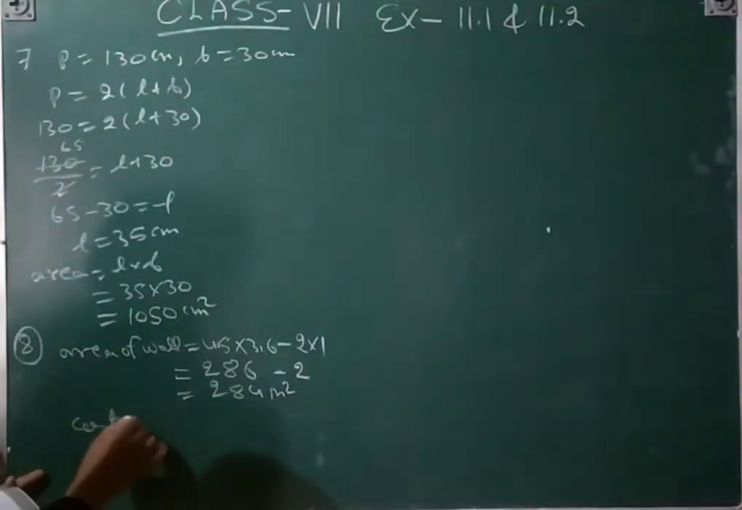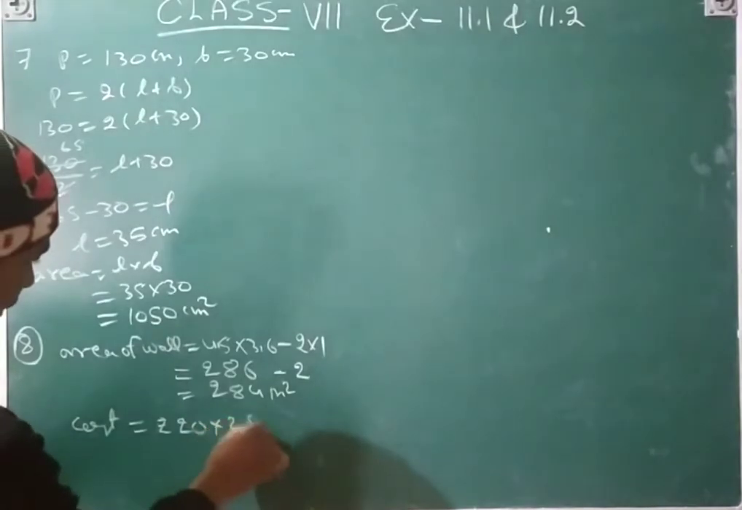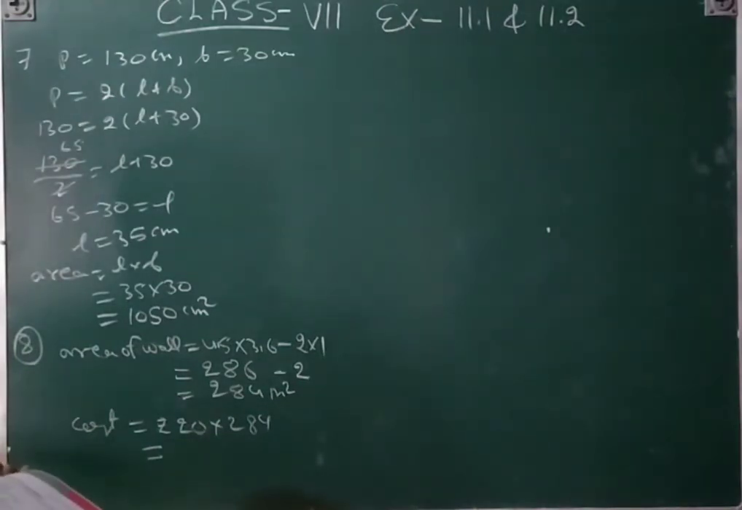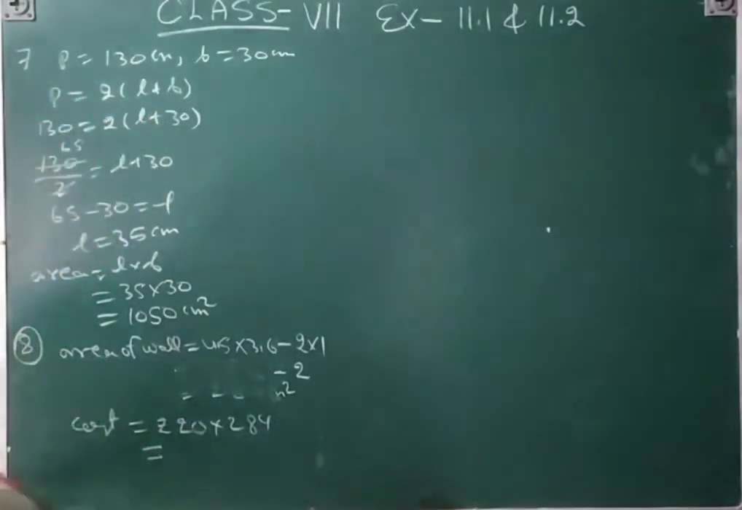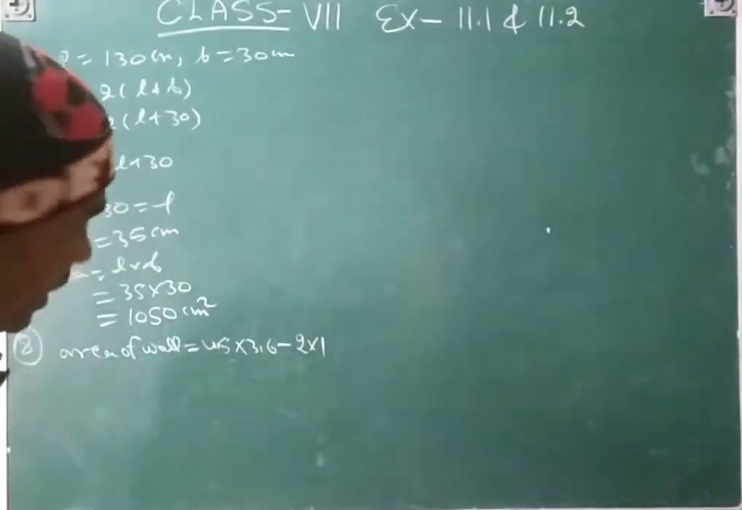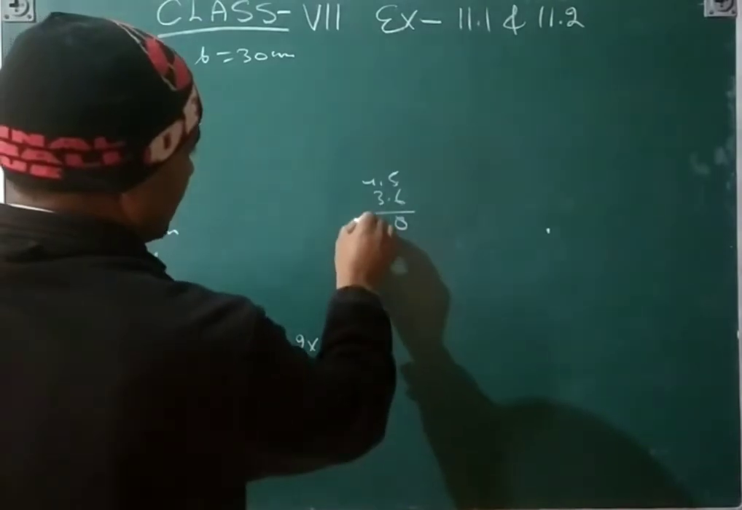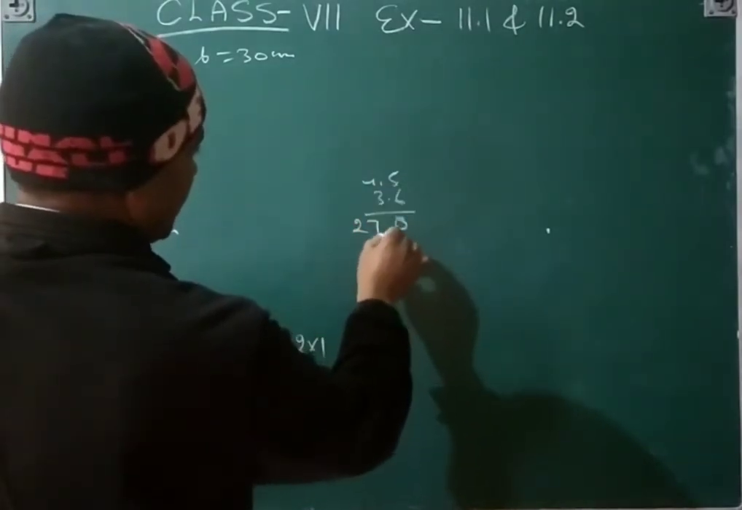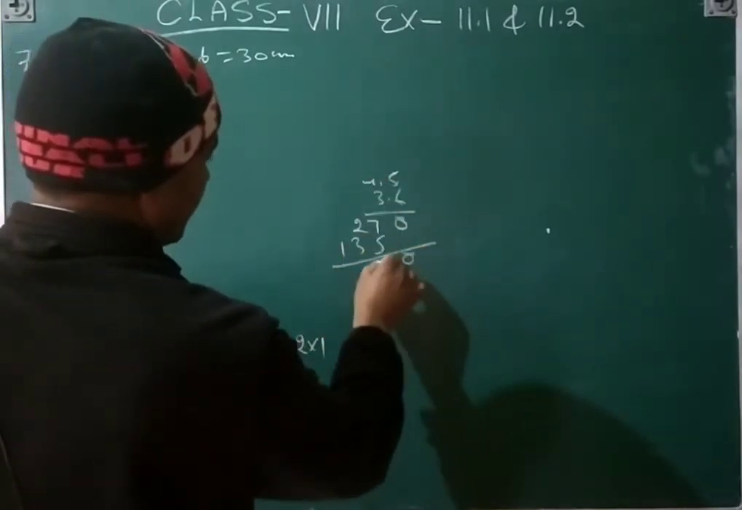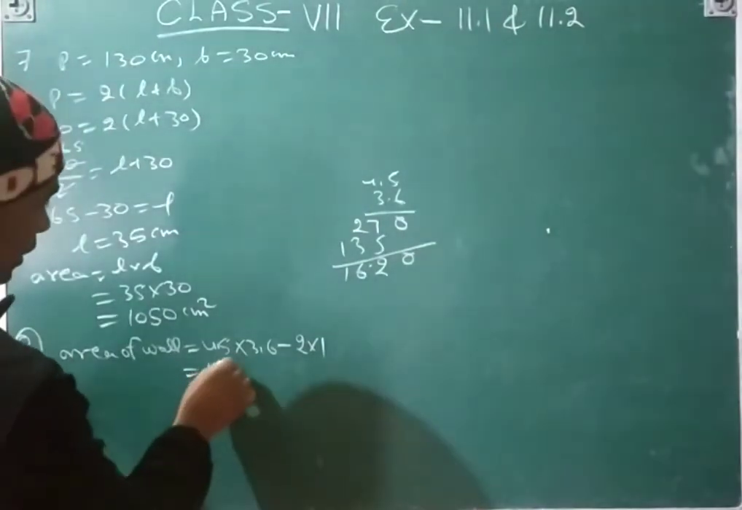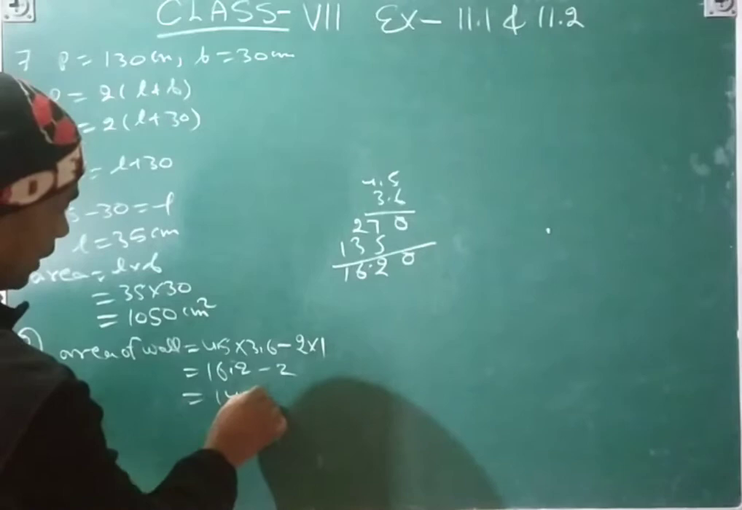Now cost. Cost is equal to the rate given, 20, multiplied by 284. This multiplication we will see again here, because something is missing. We multiply 4.5 by 3.6, which gives 16.2. Then 16.2 minus 2 will be 14.2 meter square.